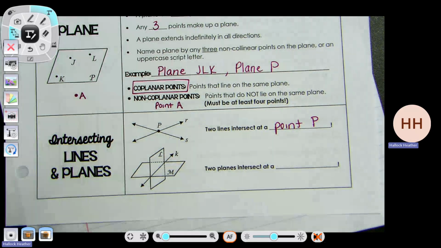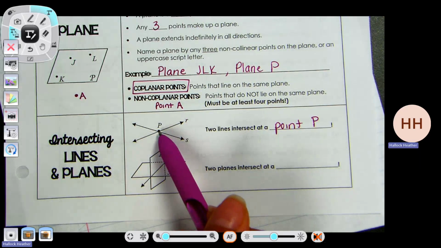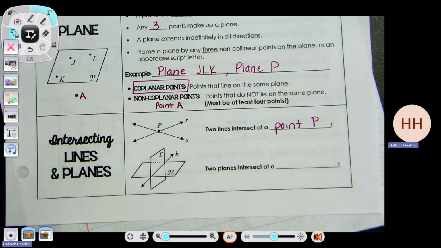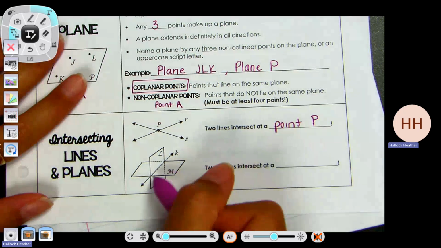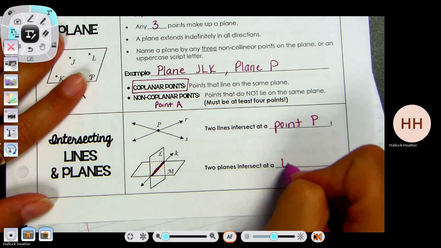When 2 lines intersect, they intersect making a point. When 2 planes intersect, say these were 2 pieces of paper, 2 planes, and they cut through each other and intersect. Would that form a point? No. What would it form? It would form a line. So what could we call this line? Line K.